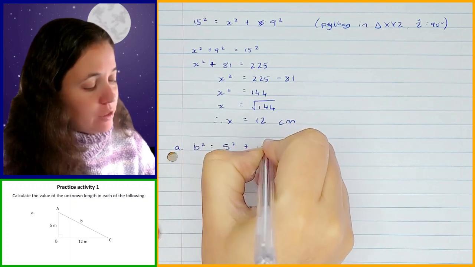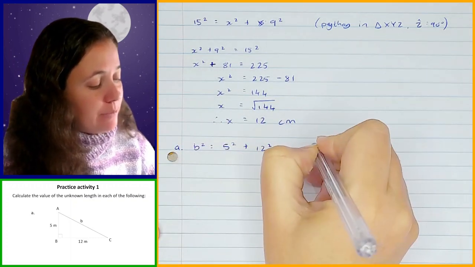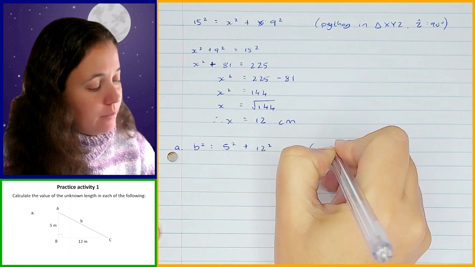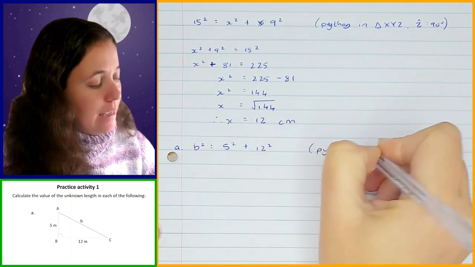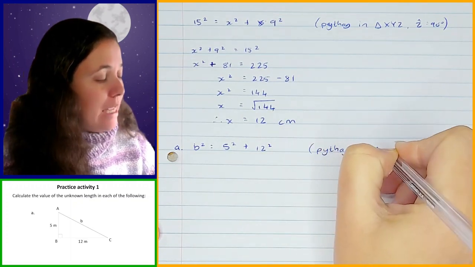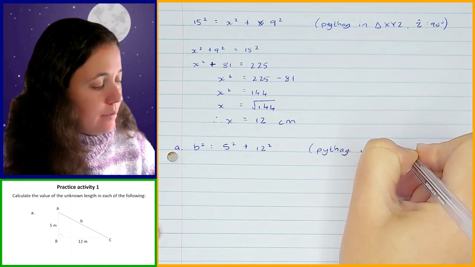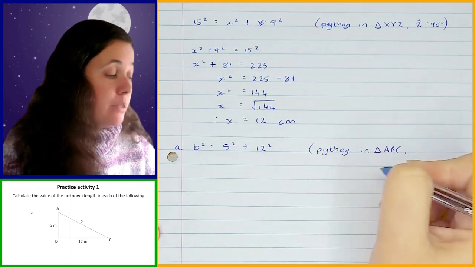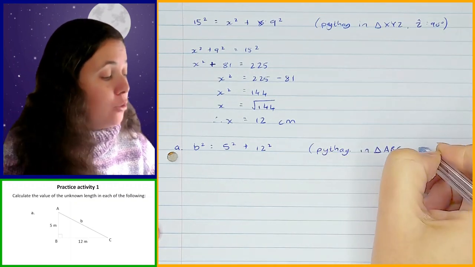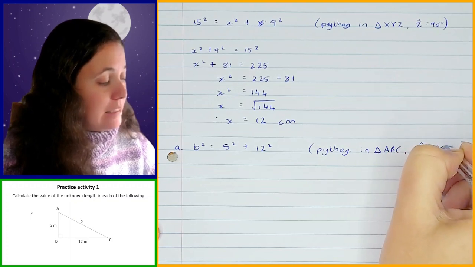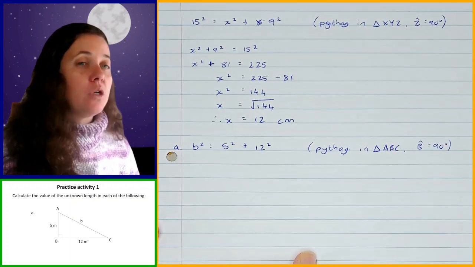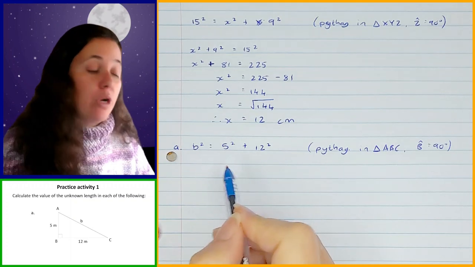plus 12 squared. And the reason I can say that is because of Pythagorean theorem in triangle ABC. And the reason I can use the Pythagorean theorem is because angle B in that triangle is 90 degrees. Okay, so now let's go and work out what B is.